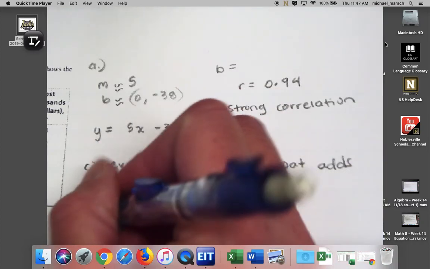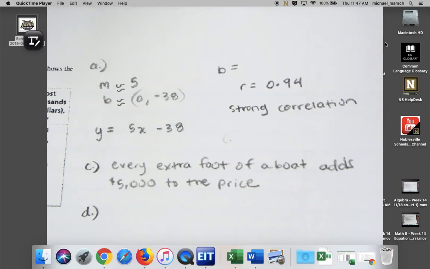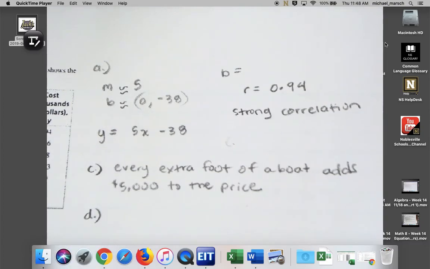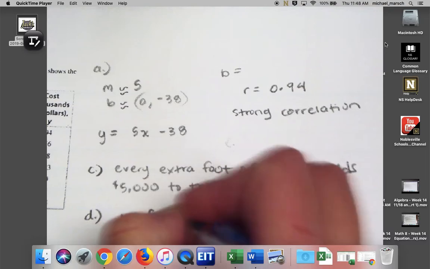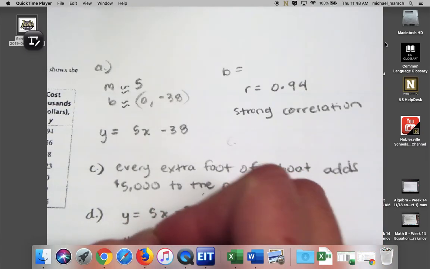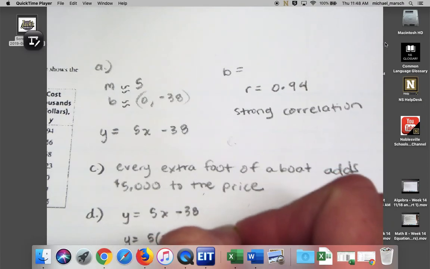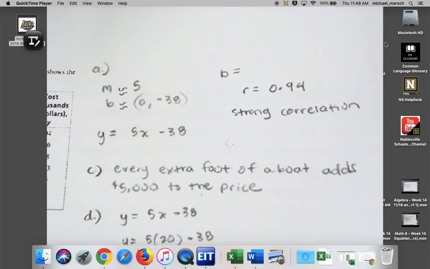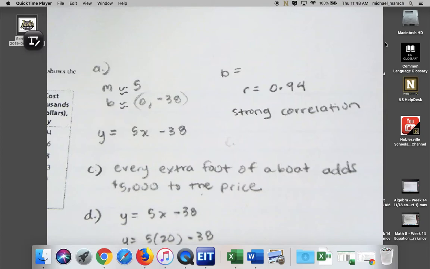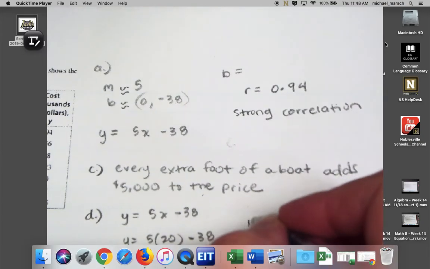Okay, let's look at part D here. Approximate the cost of a sailboat that is 20 feet long. So what am I going to do here? I have my linear equation, and I know I want a certain length of a sailboat. So what am I going to do? Plug in 20 for x. I'm definitely going to substitute. So I've got my linear equation, 5x minus 38. I'm going to say y equals 5 times 20 minus 38. Calculator here. I should be able to do this in my head, right? So y equals 62. So how much is a 20-foot sailboat going to cost me? $62,000.